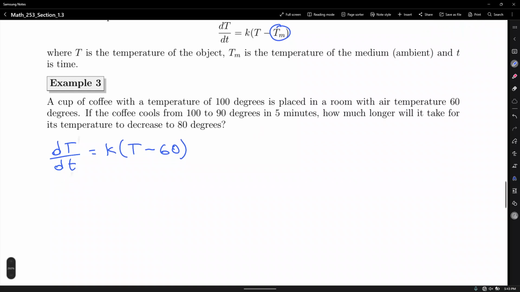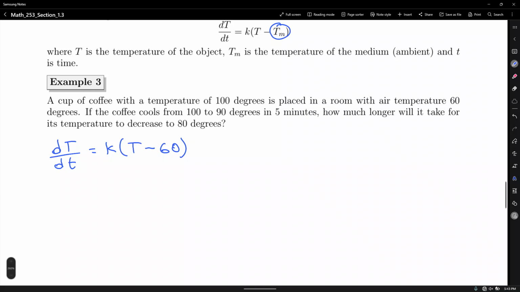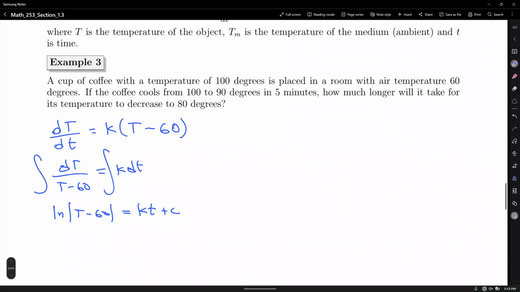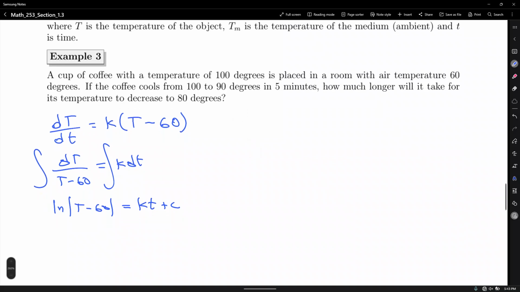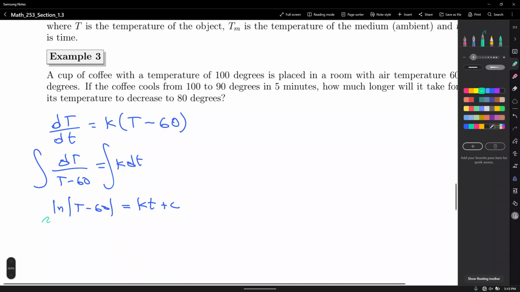All right, so I think this is a nice and easy separable equation. dT over (T minus 60) equals k times dt. Integrating both sides, that's ln of the absolute value of T minus 60 equals kt, plus some constant of integration, of course. Taking the log on both sides, we exponentiate on both sides to get absolute value of T minus 60 equals e to the kt.